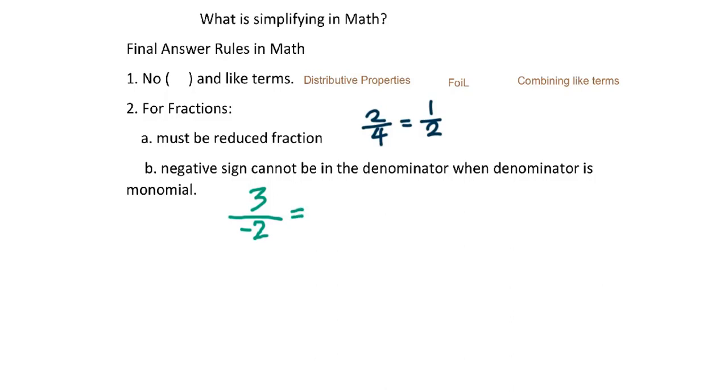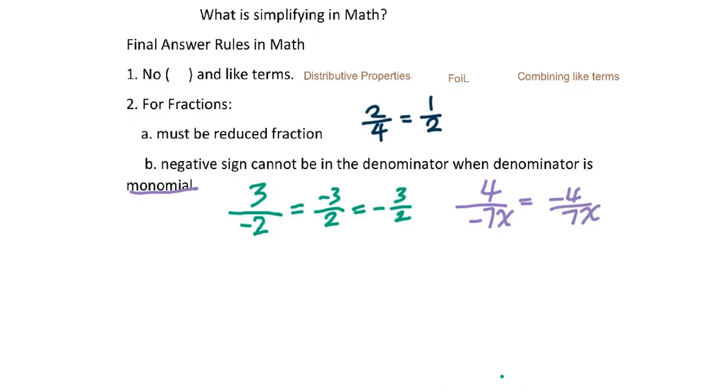You have to either put a negative sign on the top, or you can put a negative before the division line, negative 3 over 2. Make sure the denominator is a monomial. So if we have 4 over negative 7x, you change it into negative 4 over 7x.